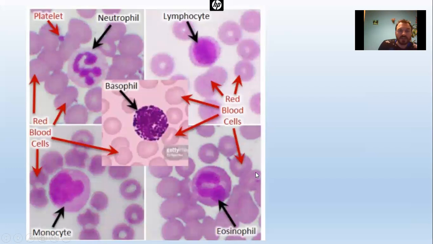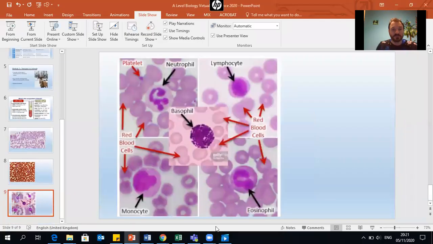Now, I'm just going to show you a really interesting website that's got loads of great citizen science projects that you can get involved with that would involve looking at blood cells so that you can actually take part in some genuine science research.